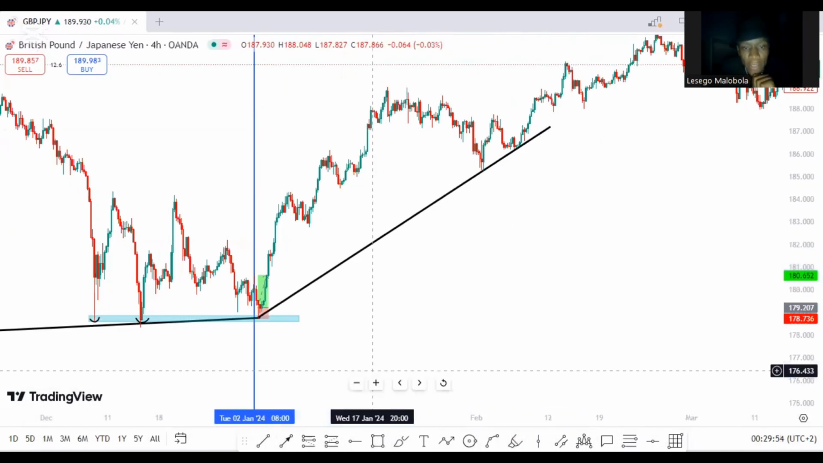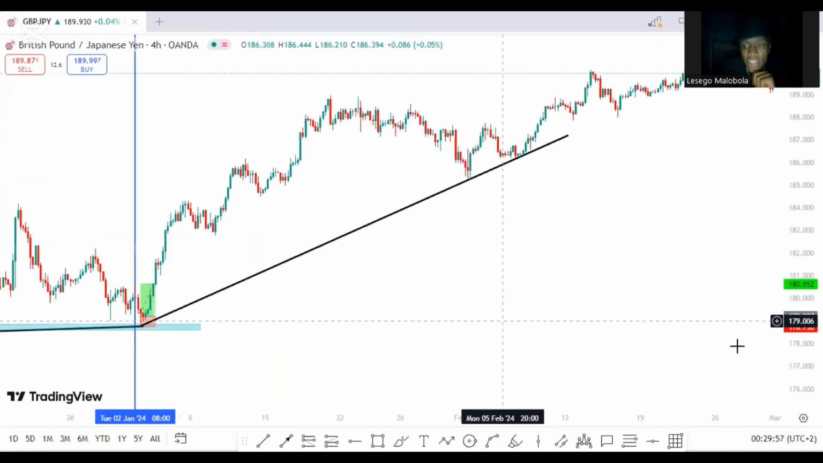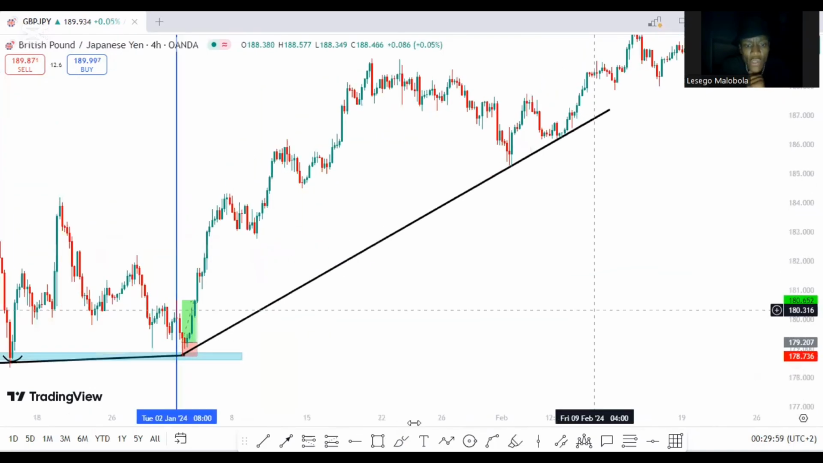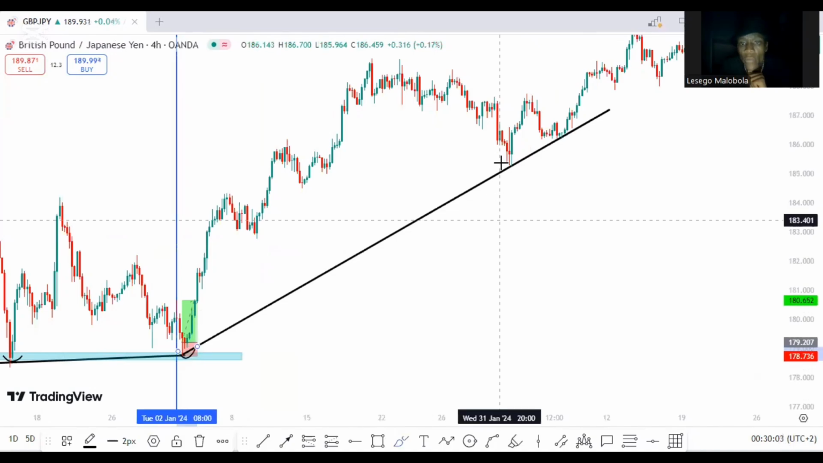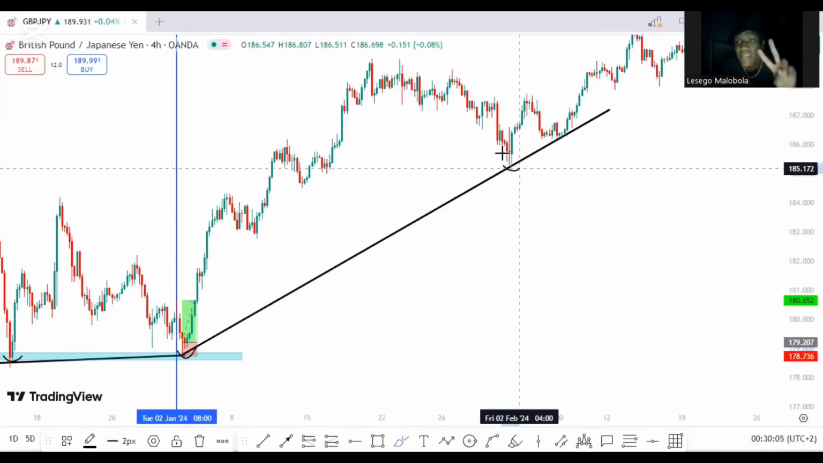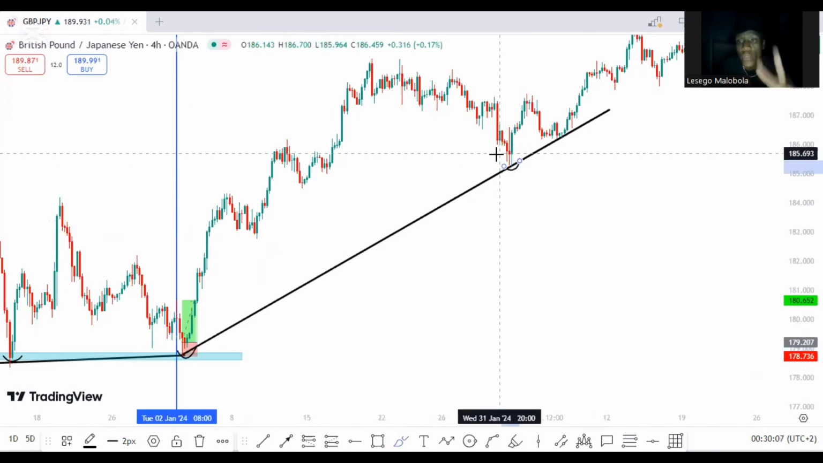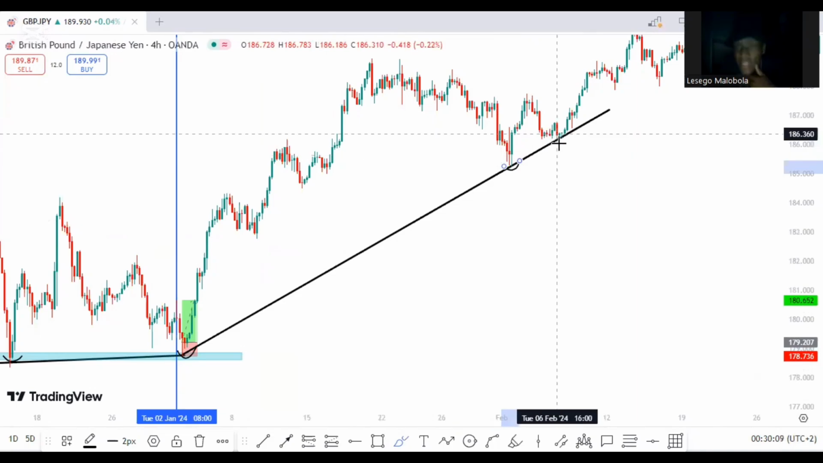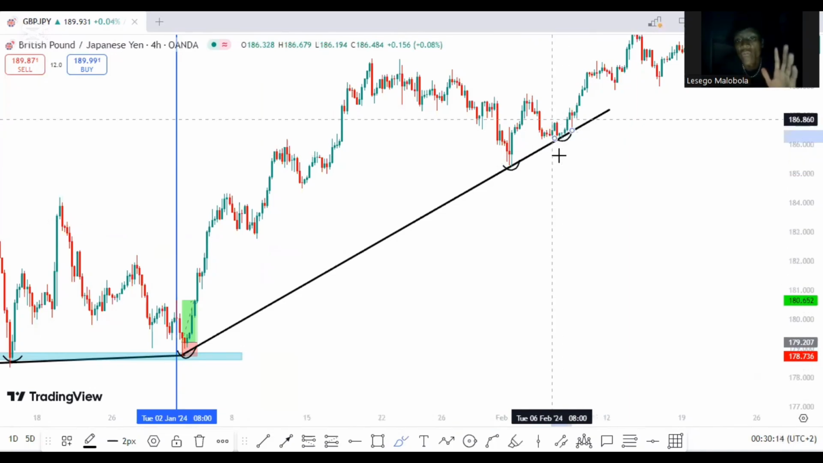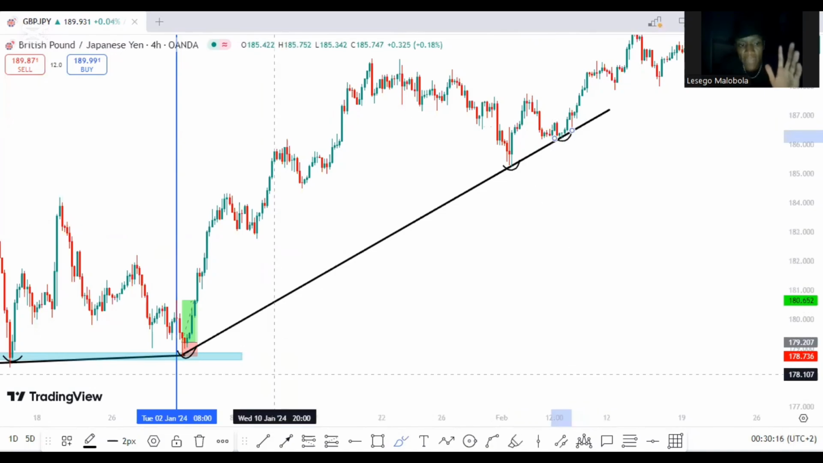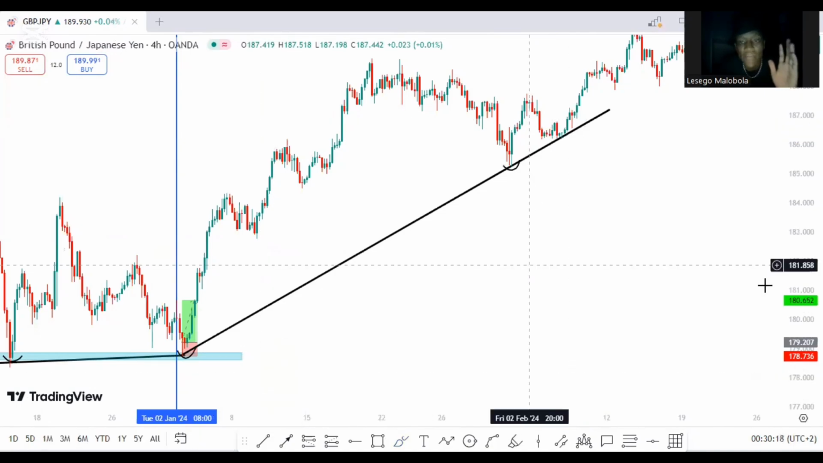We can see that, okay, here we do have some sort of a market structure. Why do I say that, guys? Because we have our first touch right over here. We have our second touch. Remember, guys, second touch always confirms your trend line. Then the third touch, we had it right over here, which is where we're gonna look for our entry point. Keep it clean, guys. That's simple.